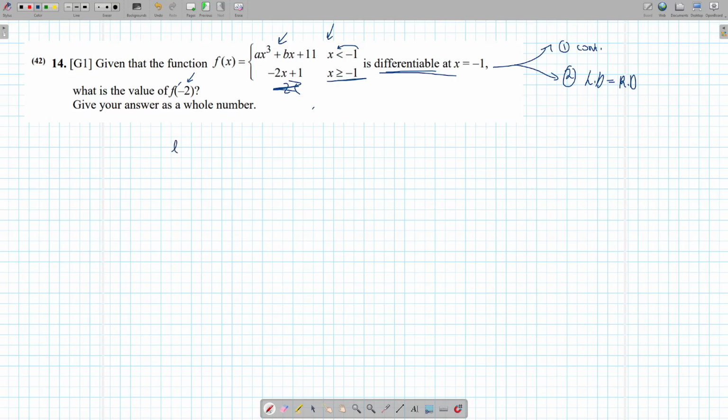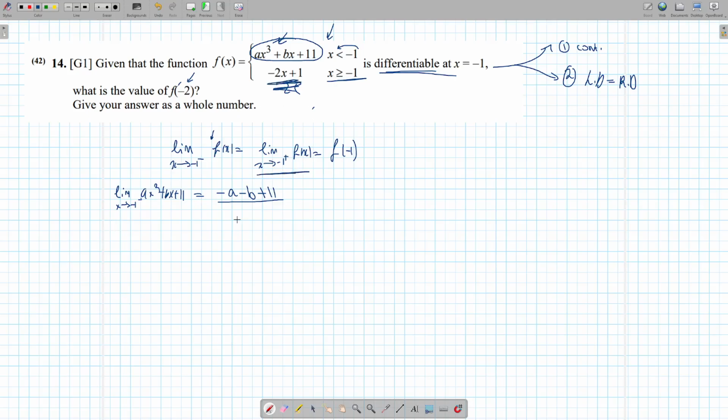Let's take a look. The limit as x approaches -1 minus of f of x is equal to the limit as x approaches -1 plus of f of x, which equals f of -1. What's the limit of the function at -1 minus? That means you substitute -1 into ax cubed plus bx plus 11, which gets you -a minus b plus 11.